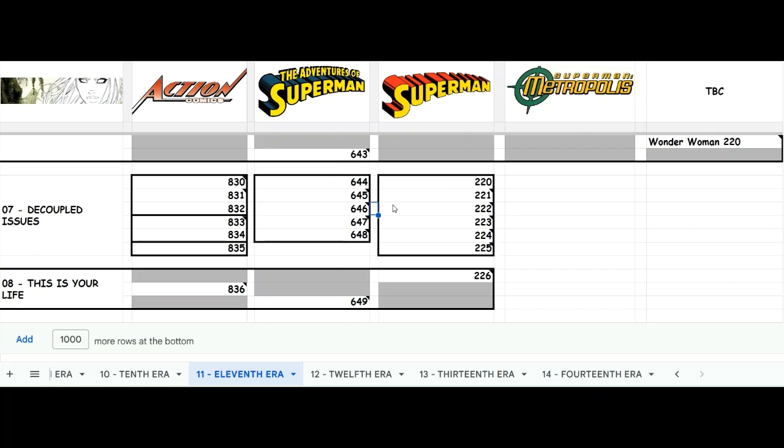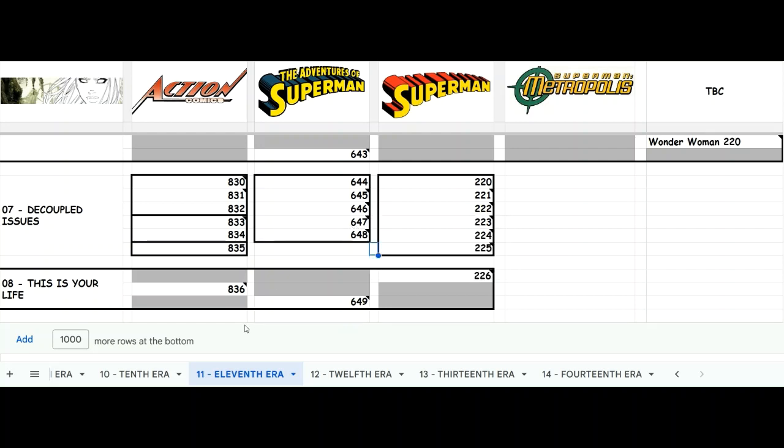We then have Superman 222, which is branded as an OMAC Project Aftermath. Superman 223 is branded saying Infinite Crisis is here. And 224 and 225 are both branded saying this is an Infinite Crisis crossover issue. We'll talk about the Infinite Crisis is here and Infinite Crisis crossover issues again tomorrow.